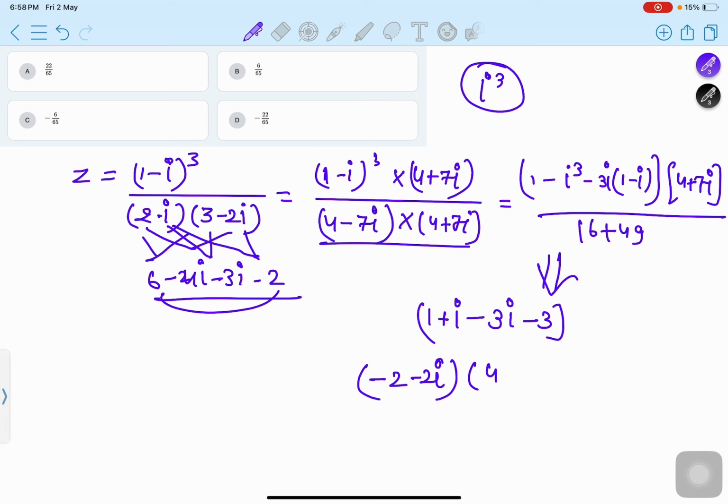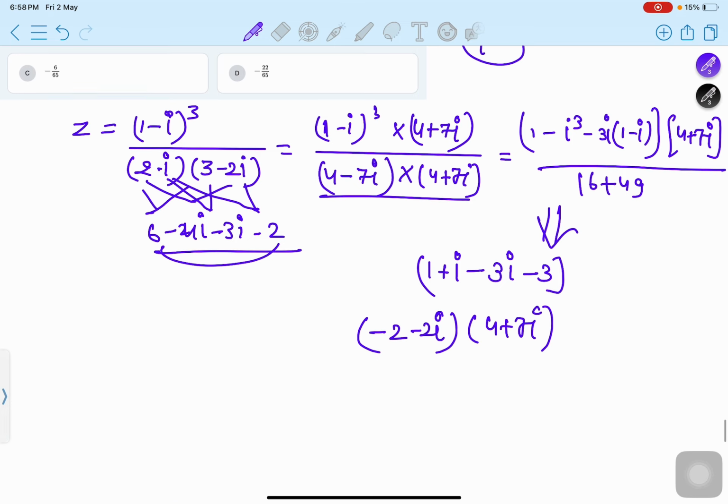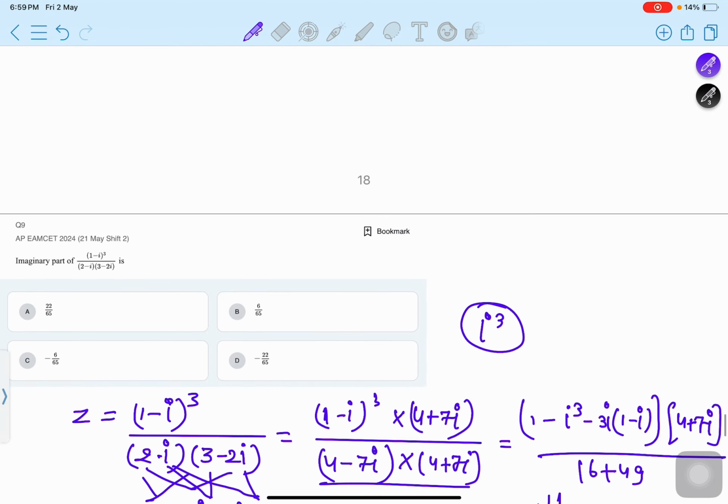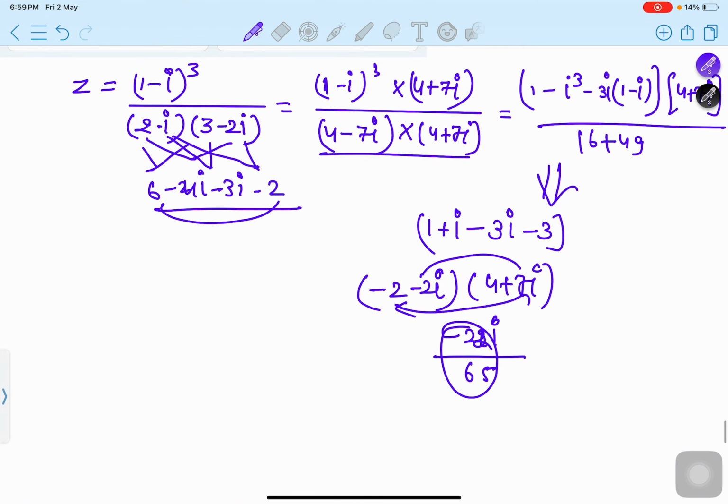Okay, and multiply by 4 plus 7 iota. So only the real part: 7 into 2 is 14, 4 into 2 is 8, 14 plus 8 is 22. So the imaginary part is 22 iota. Right now you can multiply, this one is also an imaginary part, and minus 22 and it is 65. So match that, it is minus 22 over 65. Any option to match, minus 22 over 65 is the answer, right?